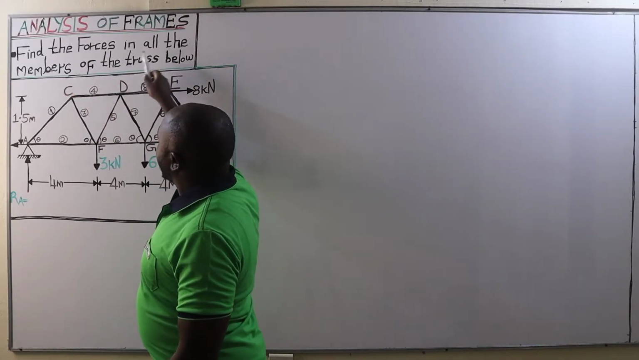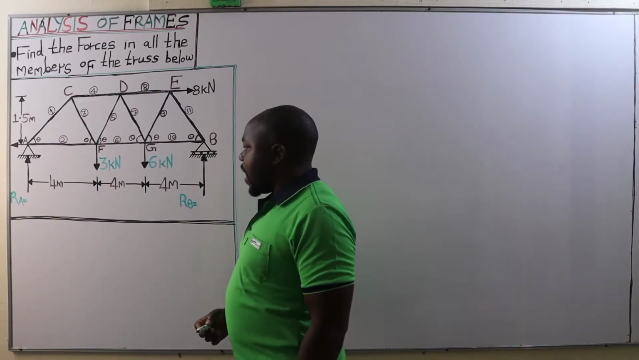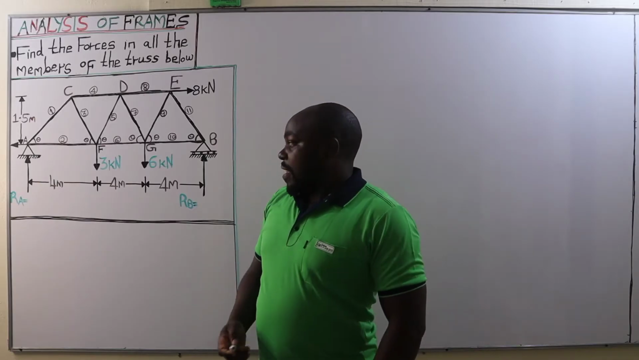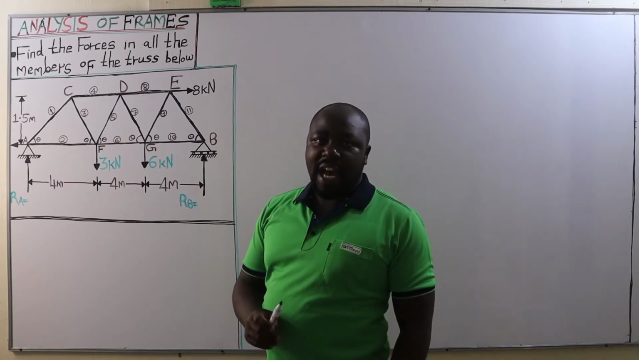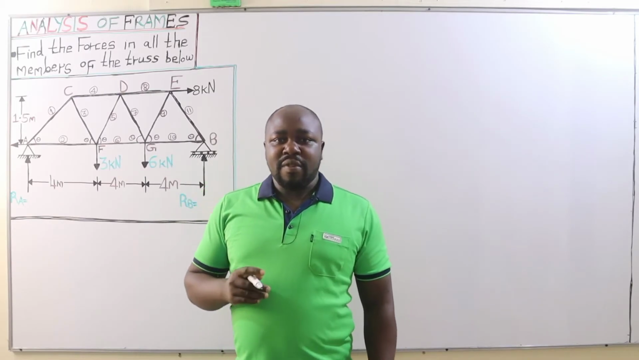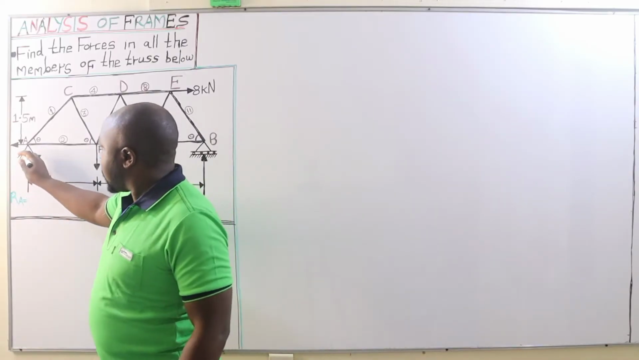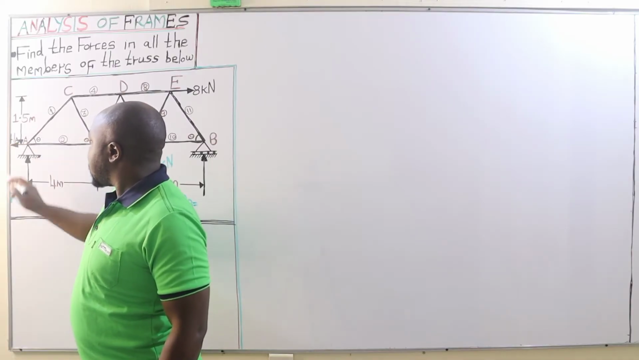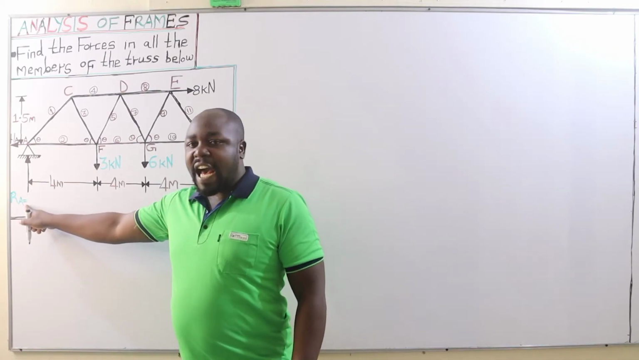Find the forces in all the members of the truss shown in the figure below. In this case, we are going to begin with determining the value of the reactions at A as well as the reaction at B. The support reactions at A will consist of both a horizontal reaction, HA, as well as a vertical reaction, RA.